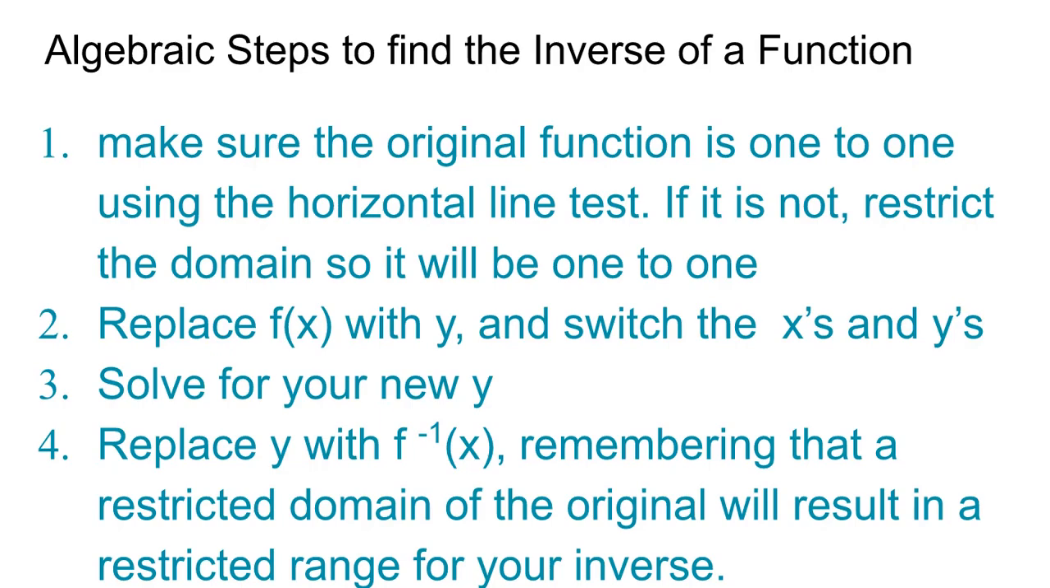When we are asked to find the inverse of a function algebraically, we just have to follow these steps. We make sure the original function is one-to-one using the horizontal line test. If not, then we restrict the domain so it will be. We replace the f of x with a y and then switch the x's and y's and then solve for y. At the very end, we replace the y with an f negative 1 of x, remembering that the restricted domain for the original will result in a restricted range for your inverse.